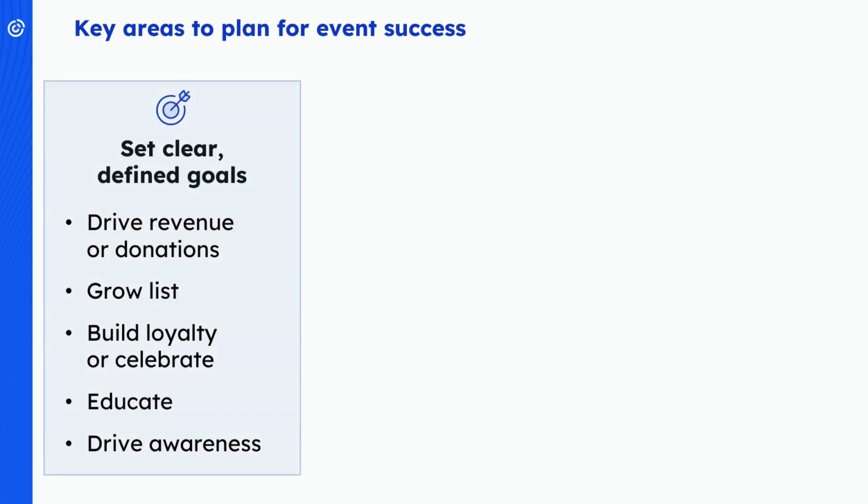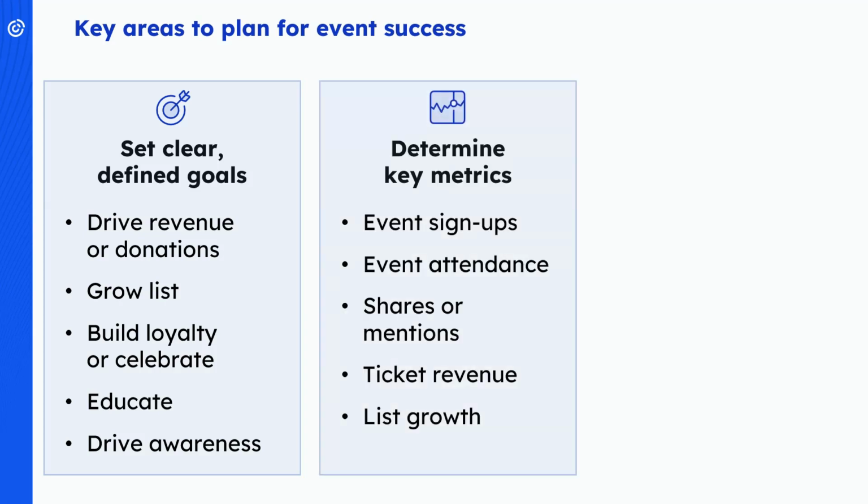First of all, it's important to set some goals. So, what is it that you want to accomplish? You might be looking to drive revenue or donations, grow your list, build loyalty, or celebrate some sort of milestone, educate them, or just drive awareness for your brand or organization. Once you have the goal, it's important to determine your key metrics. So, what are you wanting to pay attention to determine the success? So, do you want to track those event signups, attendance, shares or mentions, ticket revenue, list growth? Those are all things to track and measure your success with.